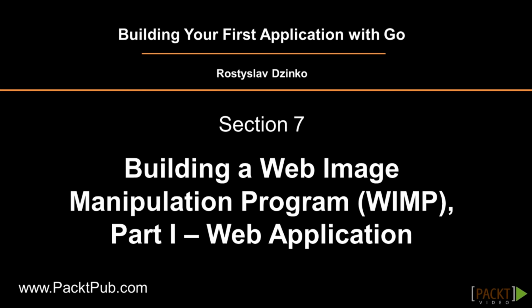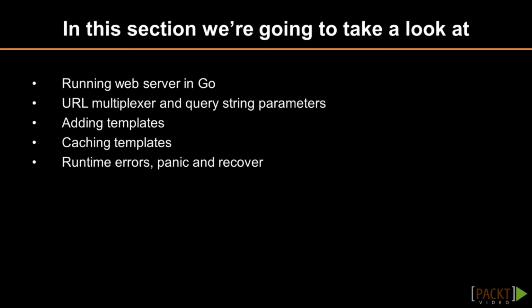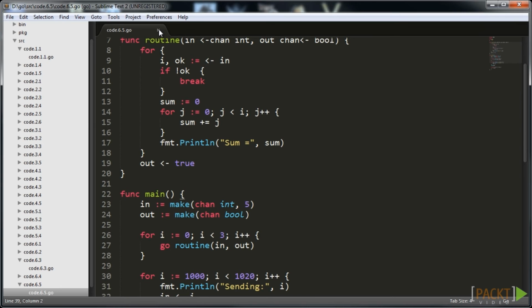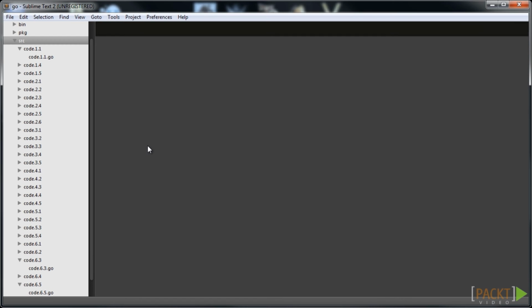Let me introduce you to the 7th section of Building Your First Application with Go, in which we will start to actually build a full application that will be finished in the end of the last section. In this section, we will start to build a web-based application, and everything you need is a Golang compiler, a text editor, and your favorite web browser.